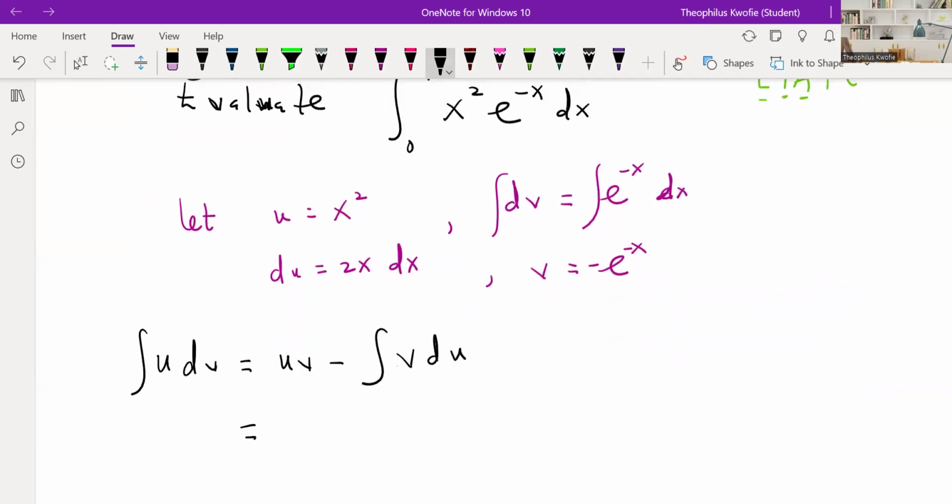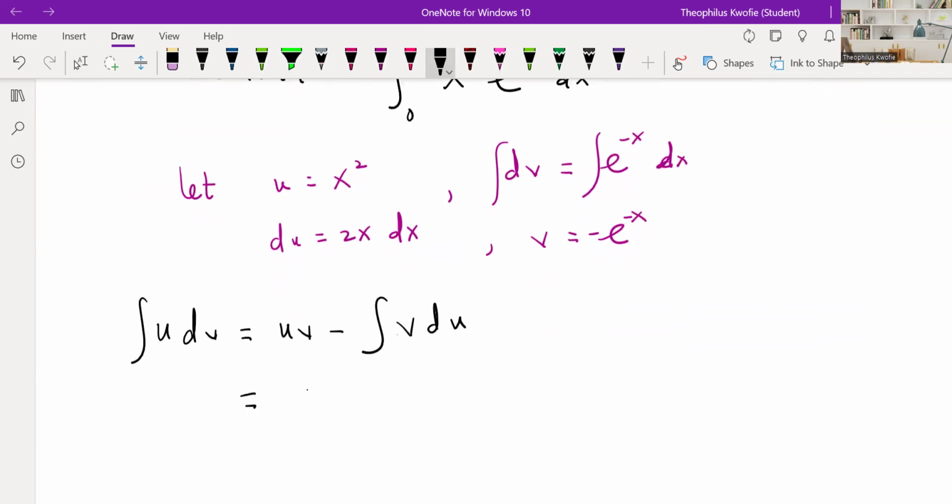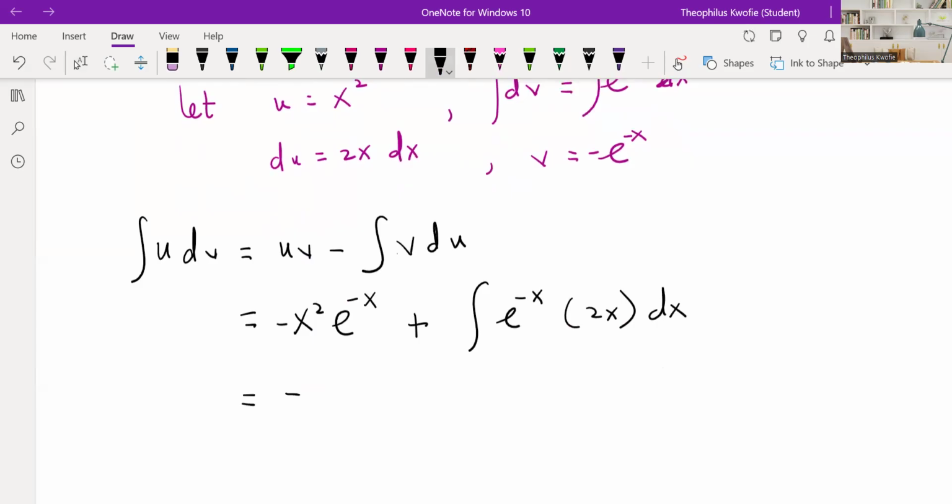Good. Now, what is our u? Our u is x to the power 2, and our v is minus e to the power minus x. Minus, and our v is that, so minus becomes plus e to the power minus x, and then our du is 2x dx, right? So let's try and simplify this a bit.